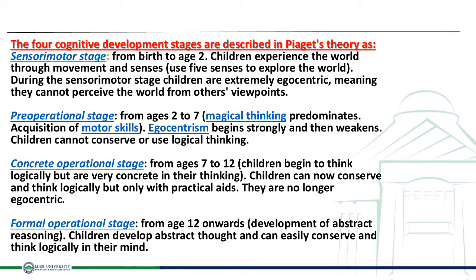The first one is characterized by dependence on movement and senses, and children are highly or extremely egocentric. The second one is characterized by magical thinking, acquisition of motor skills, and egocentrism that begins very high and then decreases. The third one is characterized by logical thinking, but in a very concrete way. And the last one is characterized by the development of abstract reasoning or abstract thinking.